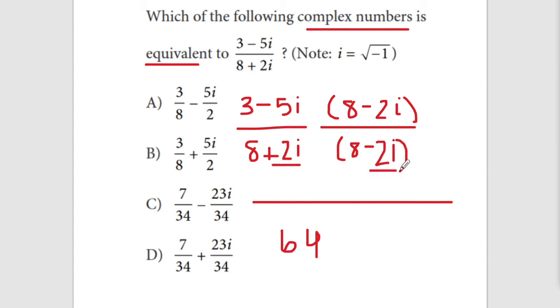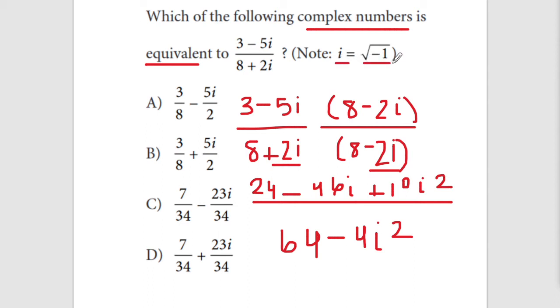So we just go directly into this. We have minus 4i squared. And then we'll do the top. We have 24, and then we have minus 6i minus 40i, which is minus 46i. And then we have plus, because -5 times -2 is plus 10i squared. Now, we can actually get rid of the i squareds. We don't plug in radicals for i, but we know that i squared would equal -1, because if I square both sides here, I get i squared equals -1.